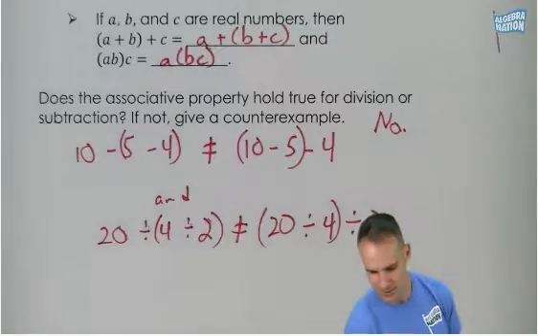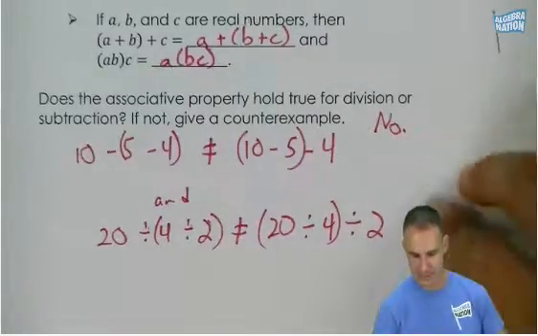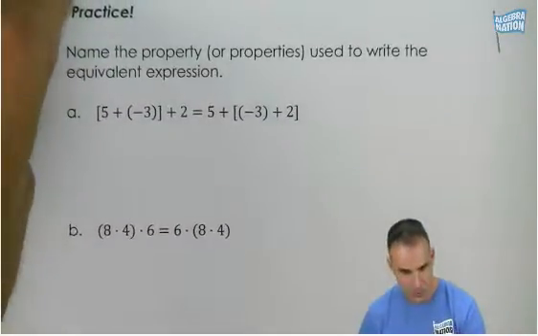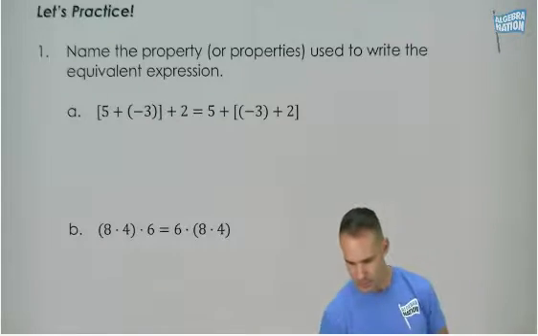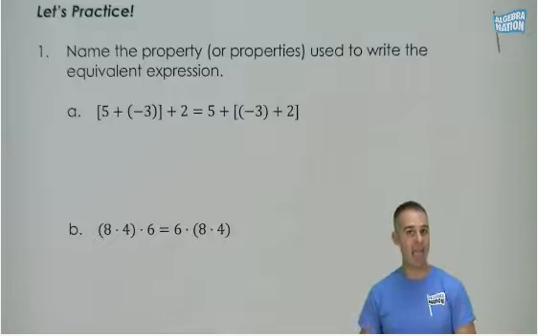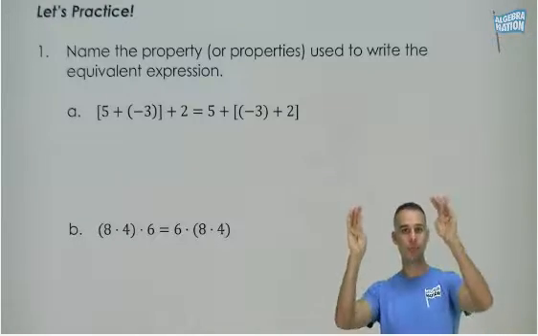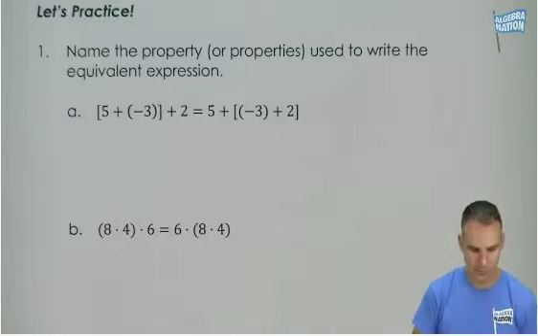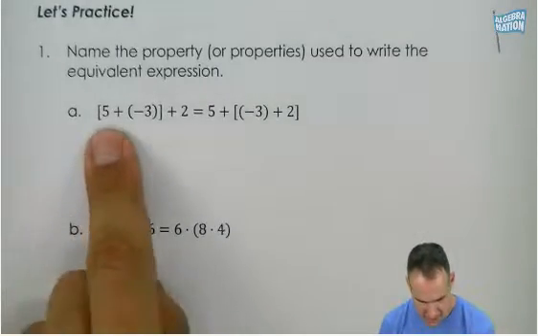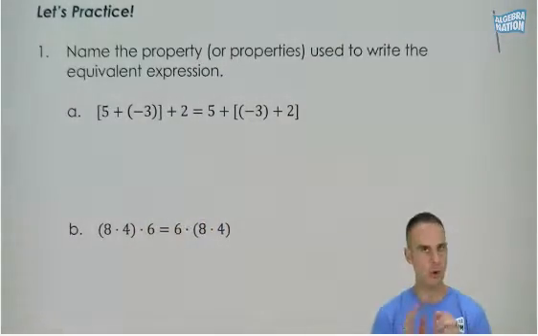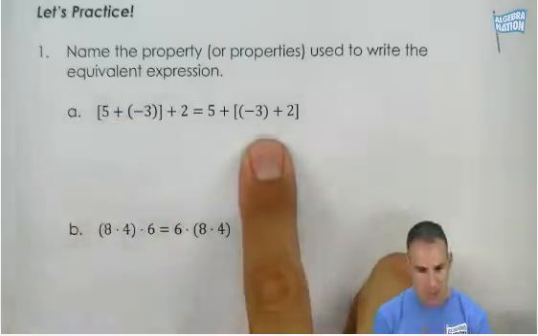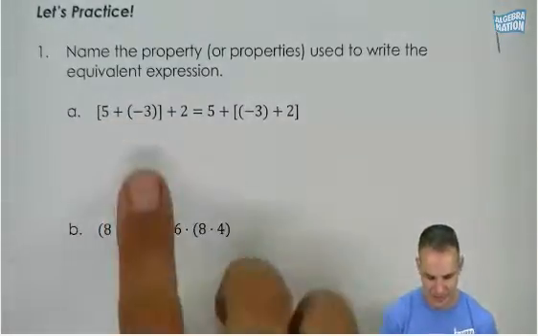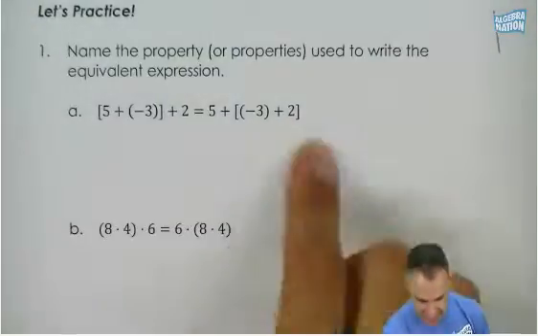So now, let's practice on the next page. All we want to do is name the property or properties used to write the equivalent expression. So basically, I'm looking to see if anything got moved around, which would tell me it's the commutative, or if the parentheses got moved around, which would be the associative. So here we go. 5, negative 3, 2. The order of the numbers is the same, which tells me it's not going to be the commutative. So let's look at the grouping, the parentheses here. I notice, okay, this is going to be the associative property of addition.